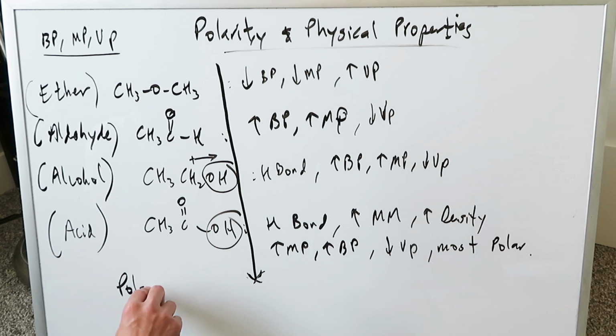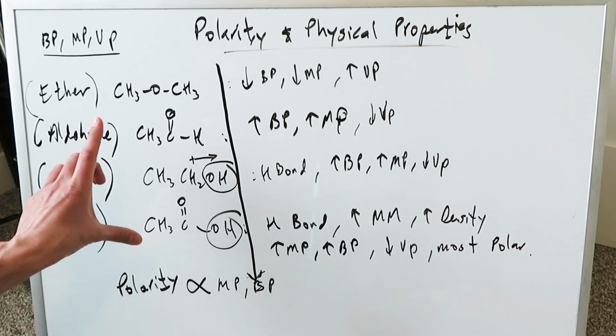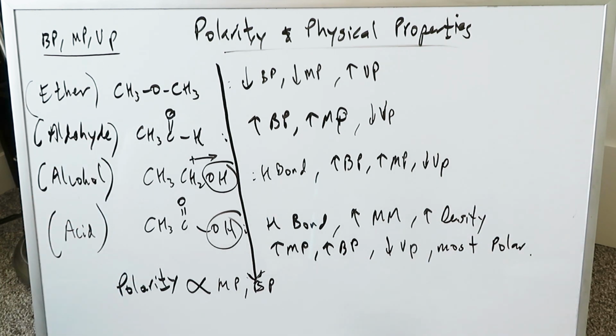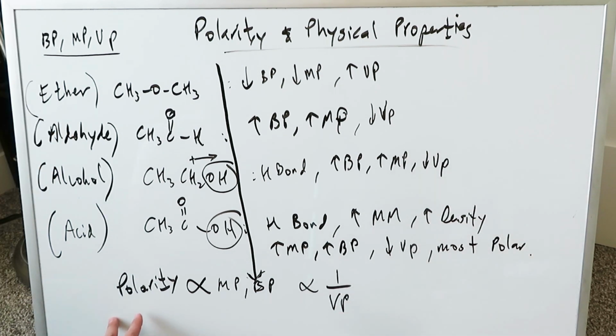The polarity of an organic compound, or any compound, is directly proportional to melting point and boiling point. For the compounds which are being compared to one another, it is inversely proportional to vapor pressure. As the polarity increases, the melting point and boiling point will increase, and the vapor pressure will decrease. As the polarity decreases, the melting point and boiling point will decrease, and the vapor pressure will increase.